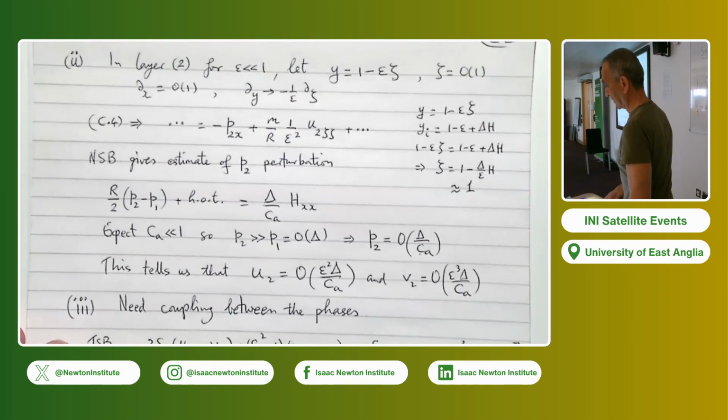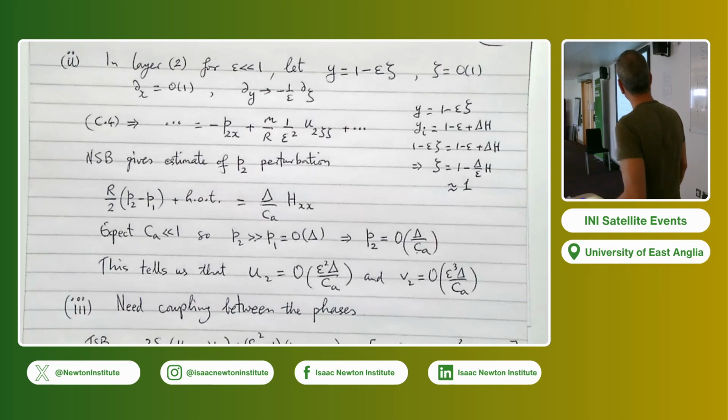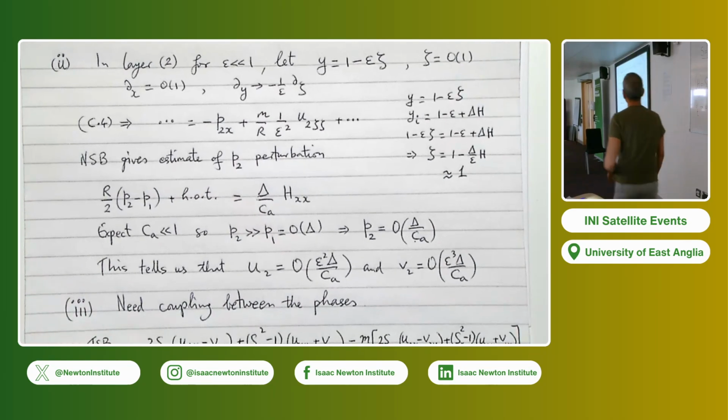Well, next I need to try and analyze things. I need to do stretched variables. So in the thin layer, now it's slightly different than before. My x is order 1, d by dx is order 1, that's the thickness of the channel. But there's a new variable I need to introduce in the upper layer, which is 1 minus epsilon zeta, where zeta is a new order 1 variable. Okay, that's like my boundary layer variable.